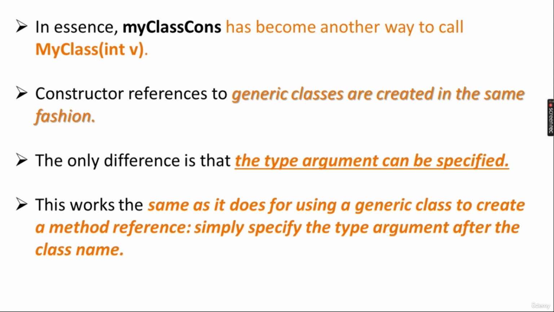Constructor references to generic classes are created in the same fashion. The only difference is that a type argument can be specified. So here there is no type specified, and in generic classes the type will be specified. This works the same as it does for using a generic class to create a method reference. Simply specify the type argument after the class name: class name, type argument, and then double colon.